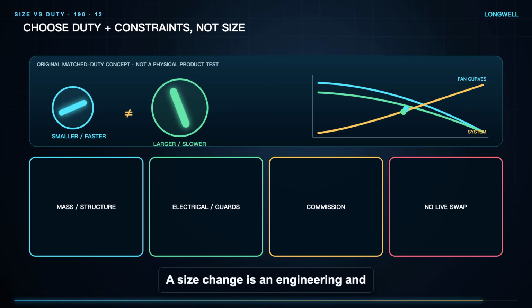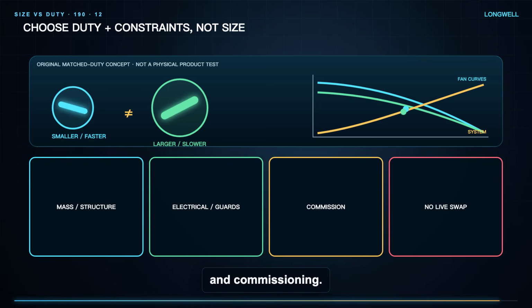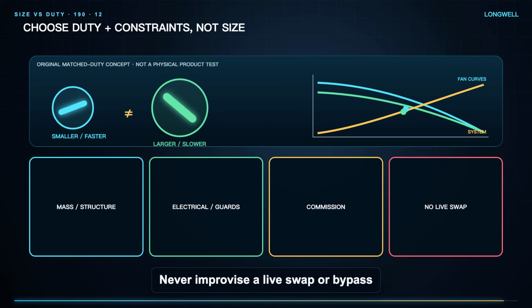A size change is an engineering and safety change involving mass, inertia, structure, vibration, electrical protection, clearances, guarding, and commissioning. Never improvise a live swap or bypass energy control for a comparison.